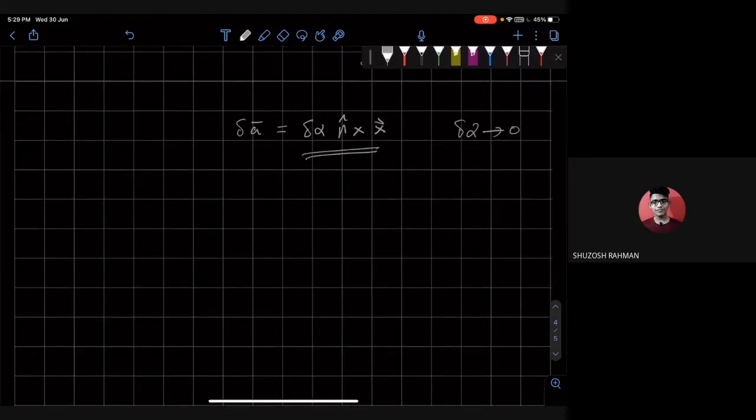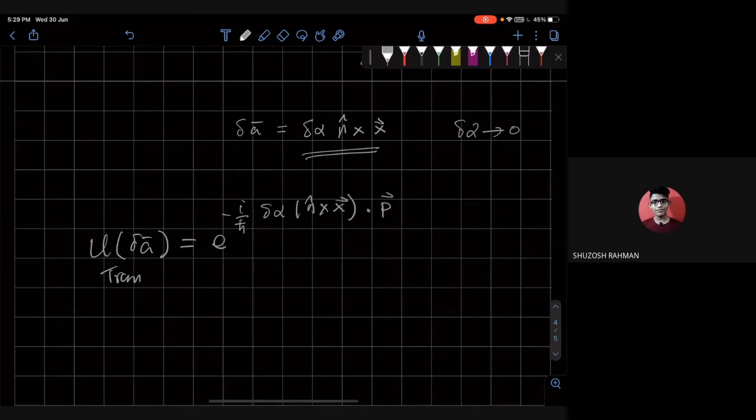Right? So now, if I take this expression and plug it into the expression for the translation operator, what do I get? I get U translation of delta A, and that's e to the power minus i over h bar, delta alpha, then n cross x dotted with p, right?